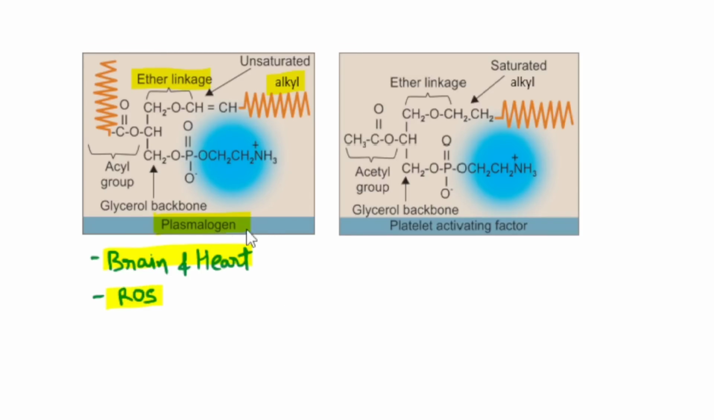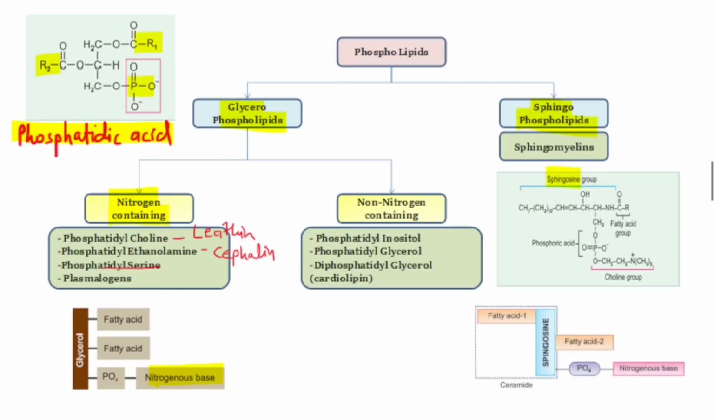It is also a precursor for platelet activating factor, where at C1 an alkyl residue is there and at C2 the ester linkage is with an acetyl group. Platelet activating factor activates blood platelets, causing them to aggregate. Here we have finished the nitrogen containing glycerophospholipids. Now we'll see non-nitrogen containing glycerophospholipids.